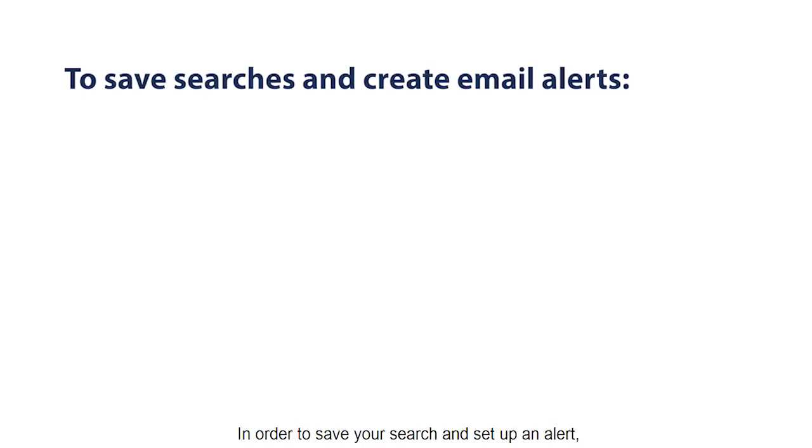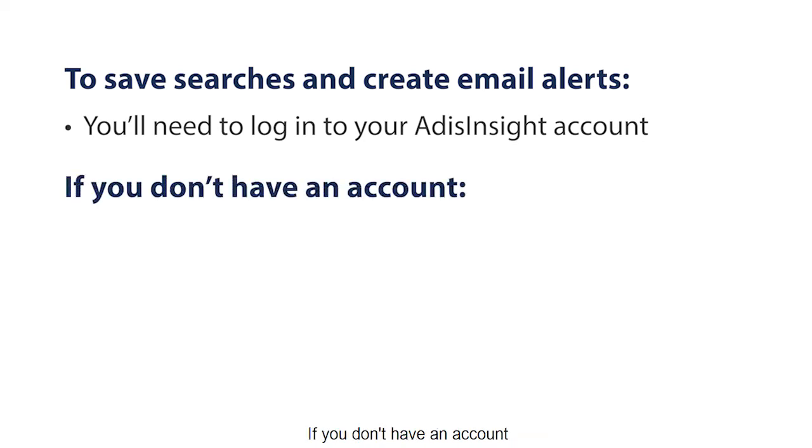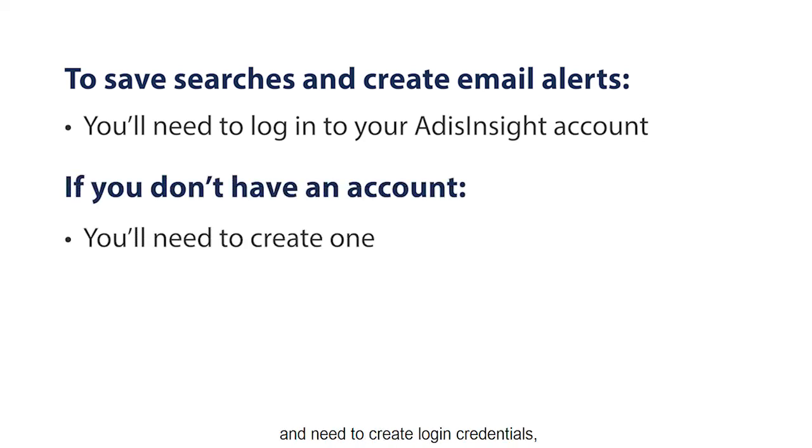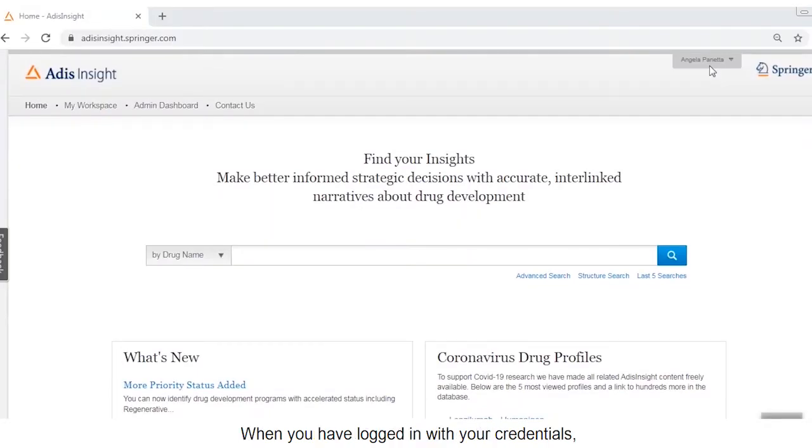In order to save your search and set up an alert, you'll first need to log into your account. If you don't have an account and need to create login credentials, please watch the video titled How to Create a Personal Account for your AdisInsight subscription. When you have logged in with your credentials, your name will appear in the upper right corner. There are then two ways you can create an alert.